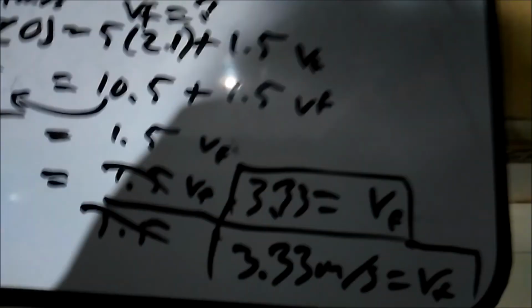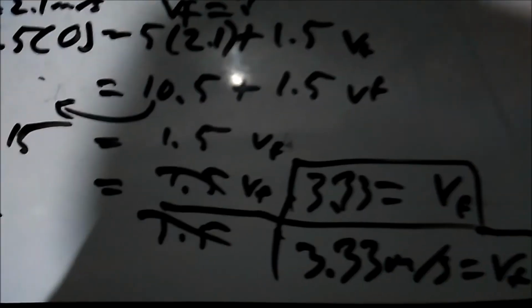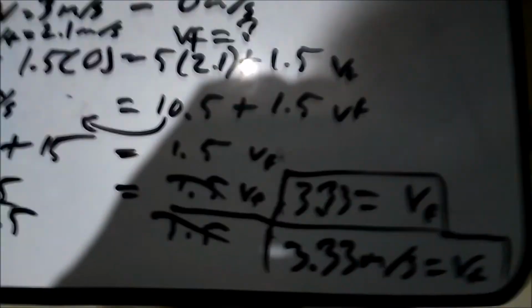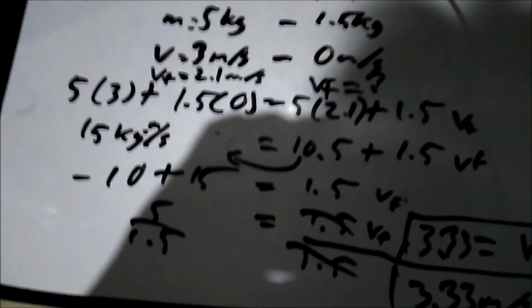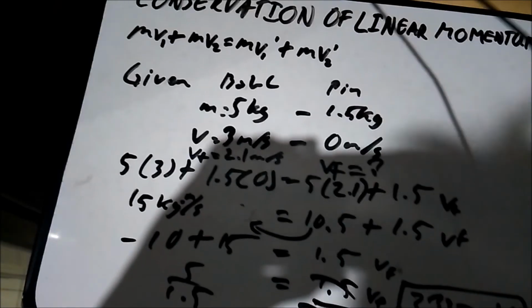So the bowling pin flew away because the bowling ball hit it. Its velocity is 3.33 meters per second. And that is how you get the conservation of linear momentum if you're finding the final velocity for the bowling pin. That's the end of our session now.